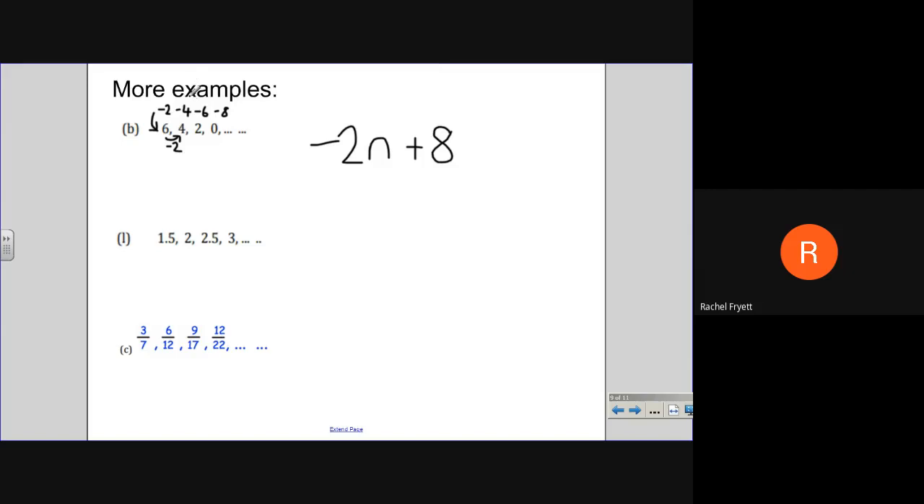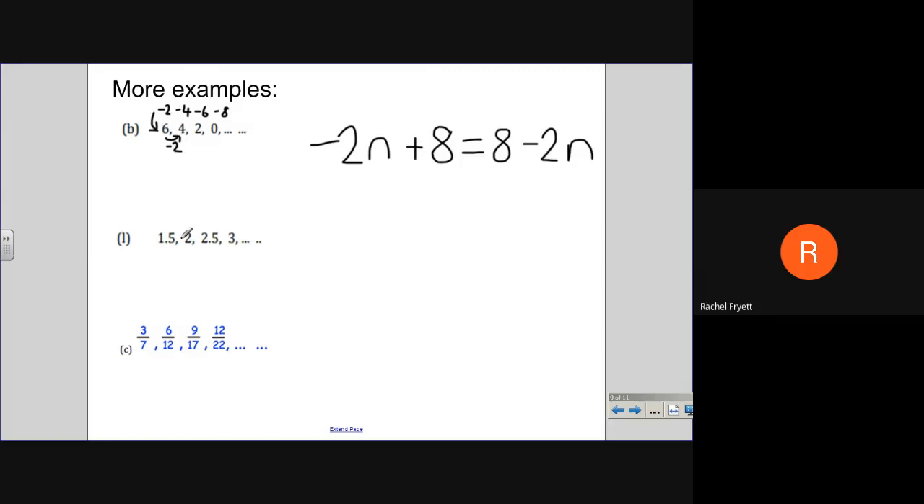Now I'll check that. Minus 4 add 8 is 4. Minus 6 add 8 is 2. Minus 8 add 8 is 0. Now this is fully correct, get full marks, but we can write it the other way around as well. So I just don't want you to be thrown if you see the answer written like this. Write it the opposite way around, it's still correct.